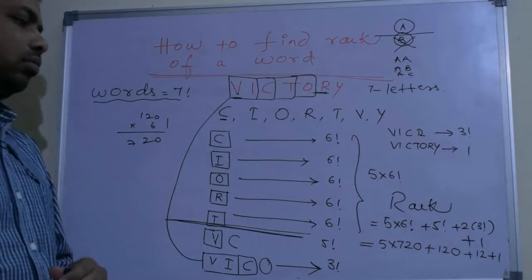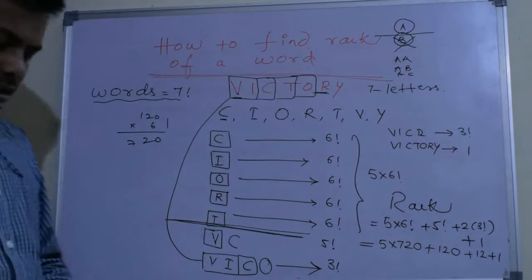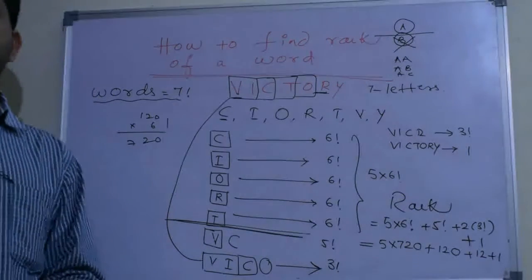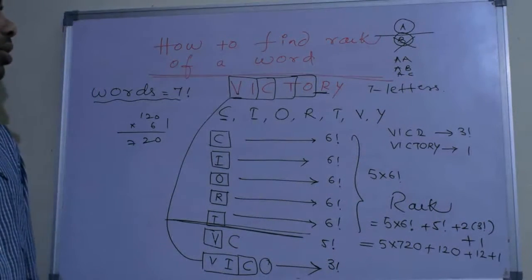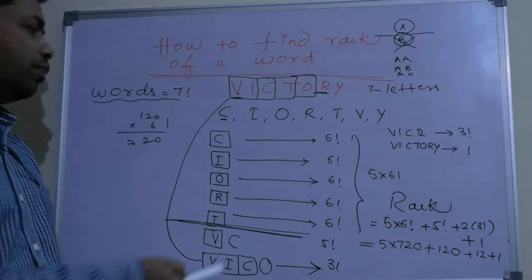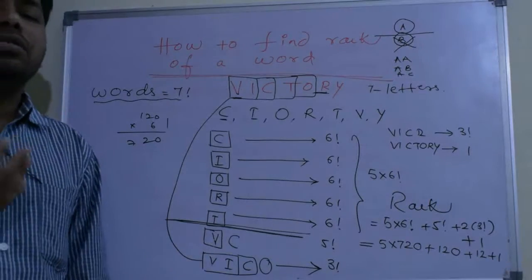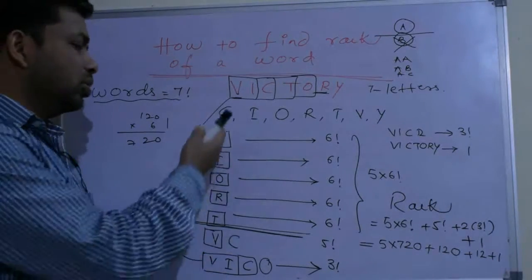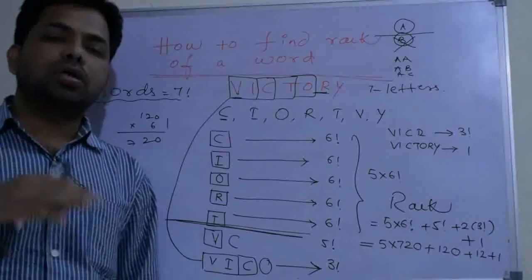That value is 3733. Okay, so today this is the lesson, and in the next class I am going to give you how to find out the rank of a word easily, directly, without using this much lengthy method. I am going to give you a simple shortcut.